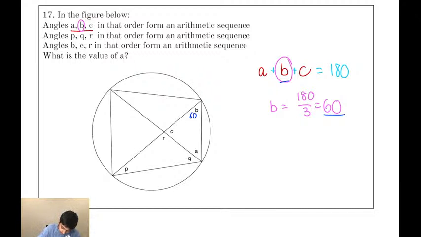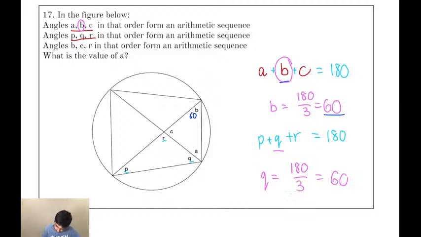Now let's take a look at the second condition, P, Q, and R. This condition is actually really similar. P plus Q plus R is again 180. You have P, Q, and R here, and they're a triangle. And they also form an arithmetic sequence. So what does that mean? That means the middle term, Q, is 180 divided by 3 equal to 60. So Q is going to be 60 degrees here.